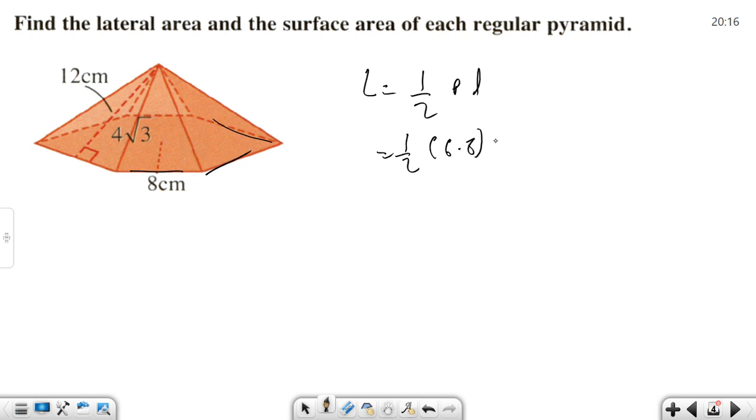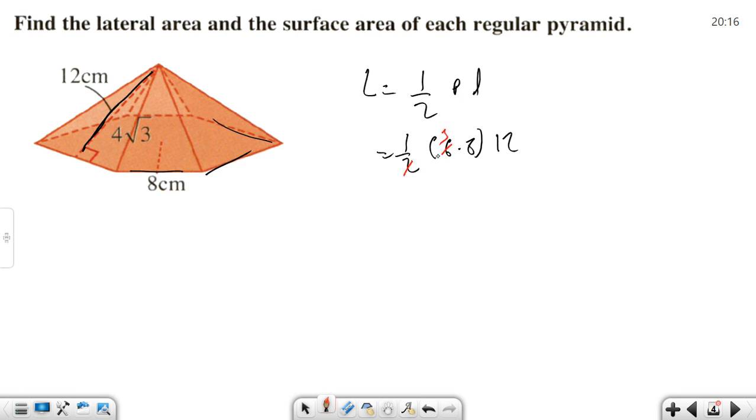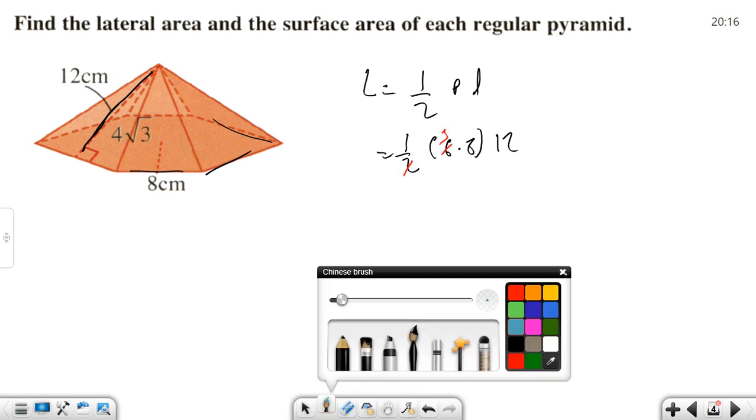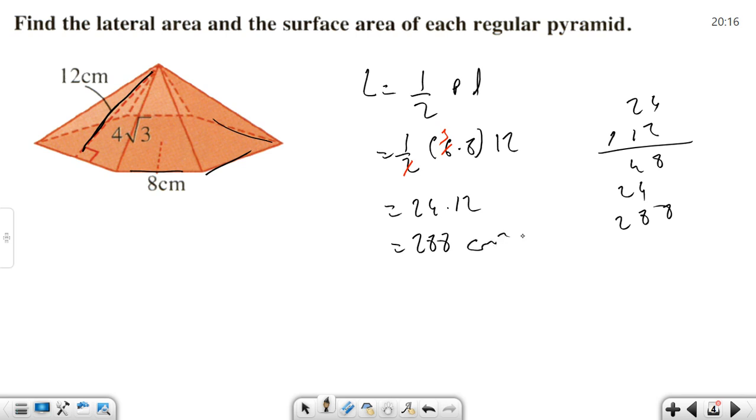6 multiplied by 8. What is the slant height? 12. I can simplify 2 and 6, that will be 3. 3 times 8 is 24. So 24 multiplied by 12 equals 288. That's equal to 288 centimeter square.